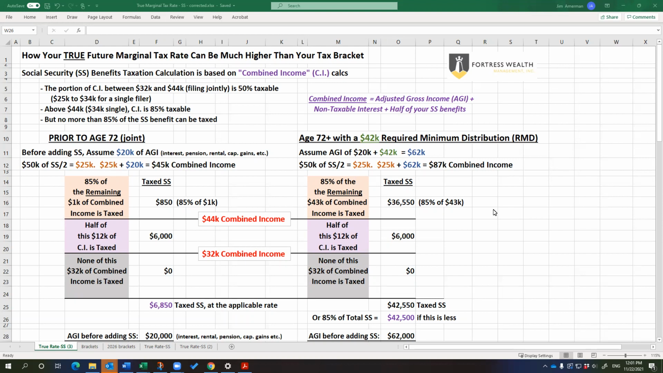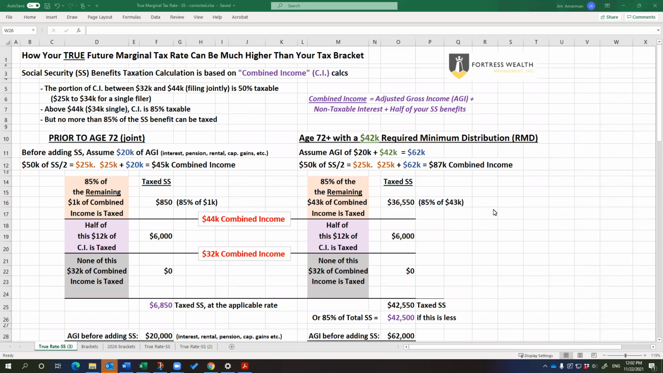And in this lesson, we're going to discuss how your true future marginal tax rates can be much higher than what your tax brackets would indicate. This is a very important metric, your future tax rates, because you want to minimize your lifetime tax liabilities and make prudent decisions on whether you should contribute to a Roth 401k or IRA versus a traditional 401k or IRA. And you want to make sure that Roth conversion decisions are going to work out in your favor, how much you should convert, what year to convert, things like that.